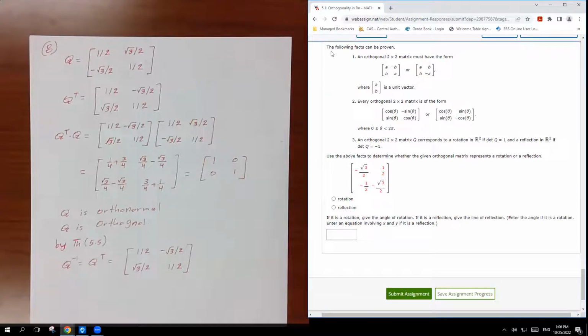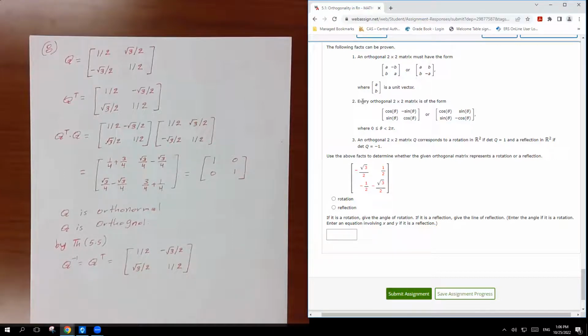Here, they're telling you the following facts can be proven. They're not going to ask you to prove that, but you can prove that an orthogonal 2 times 2 matrix must have this form. Why? Because when you find the dot product between this column and this one, the result is supposed to be 0, and where a and b form a unit vector, that means the length of this vector is equal to 1.